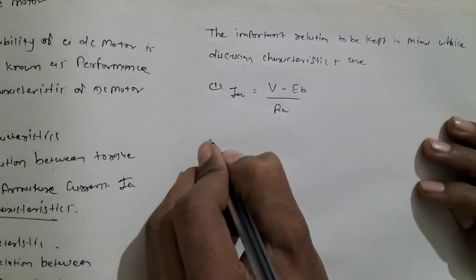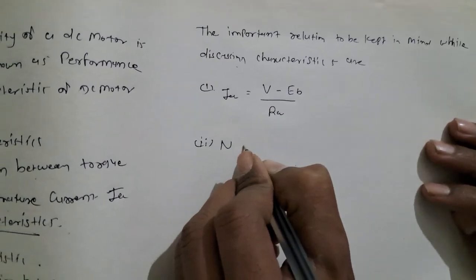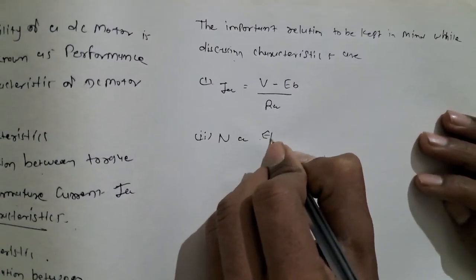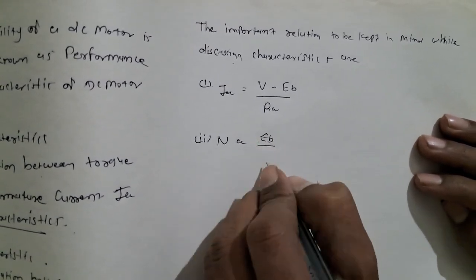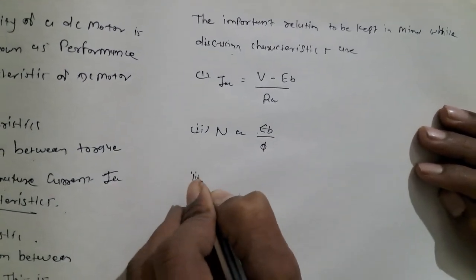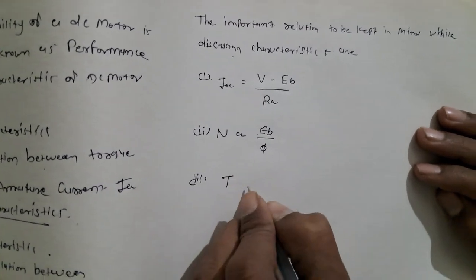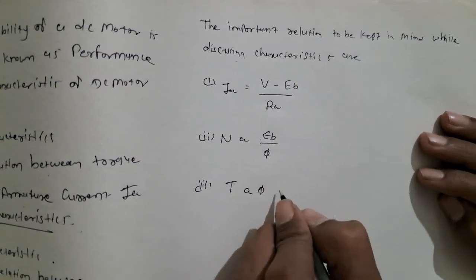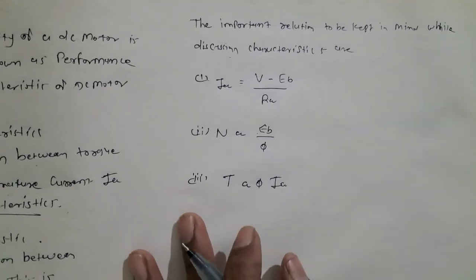Second is N proportional to Eb upon phi, and third and last is T proportional to phi Ia.